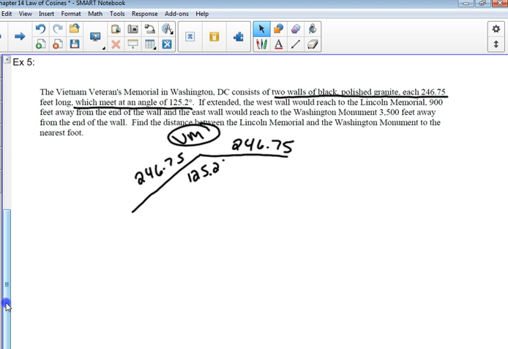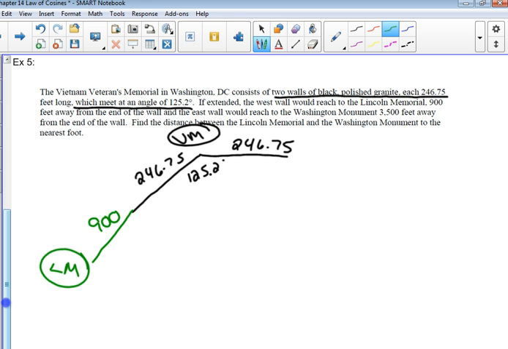So, when we keep going, the next part: if extended west, the wall would reach the Lincoln Memorial 900 feet away from the end of the wall. Let's stop there. If the west wall is extended, what does the word extended mean? It's getting longer, by how many feet? 900. What memorial are you going to reach? Lincoln. This is the Lincoln Memorial. Good. Now, let's see what else it says.